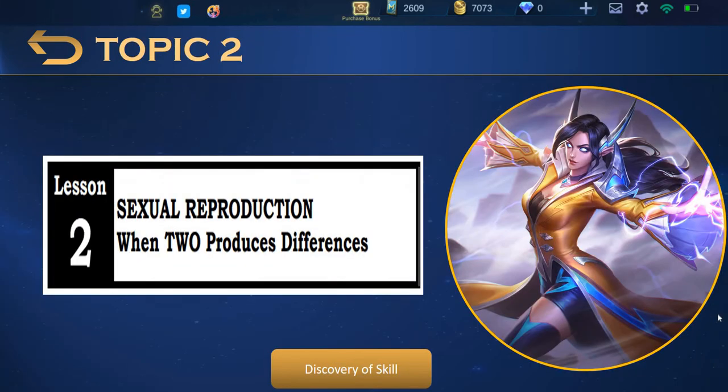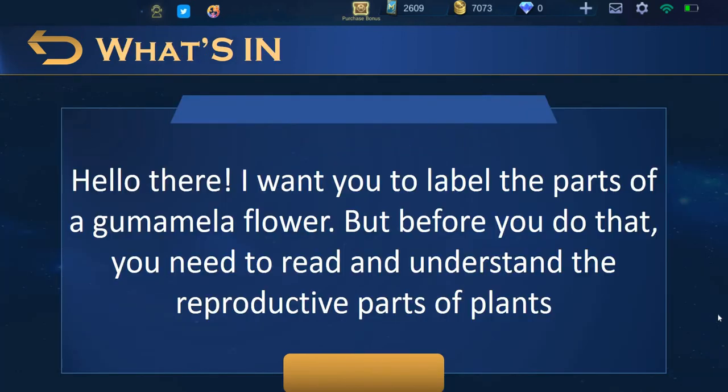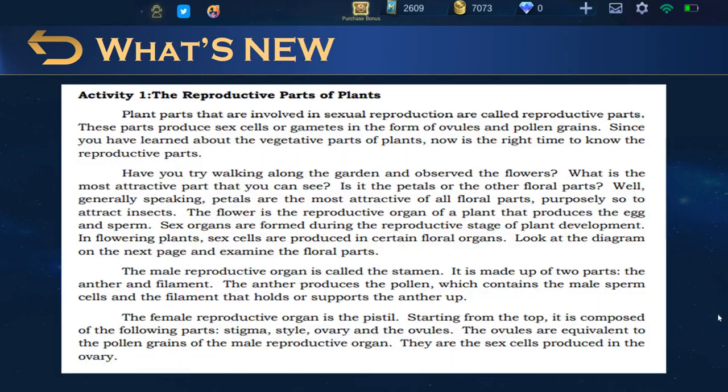For today, we're going to discuss all about Lesson 2 of Module 6. This is entitled Sexual Reproduction: When Two Produces Differences. Let's go. Hello there. I want you to label the parts of the gumamela flower. But before you do that, you need to read and understand the reproductive parts of plants. This is Activity 1. What's New? The reproductive parts of plants.